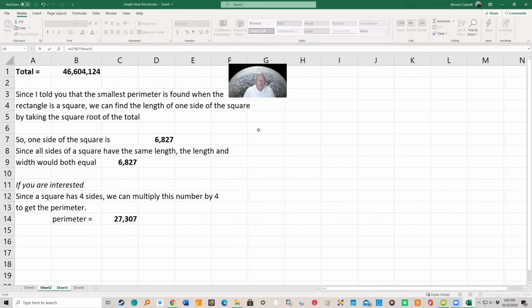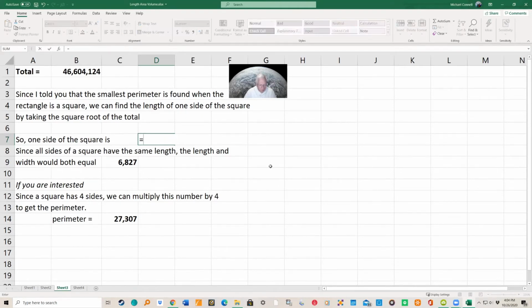Now, we know that this is our total now. I just copied and pasted it over. And I gave you a little bit of information because I wanted that to be part of our commonplace. Remember now our commonplace: authority, reason, experience, right? I want part of our commonplace to be that the smallest perimeter is found when you have a rectangle that is a square. So how can we find the length of one side of the square? What do we want that to be equal to?